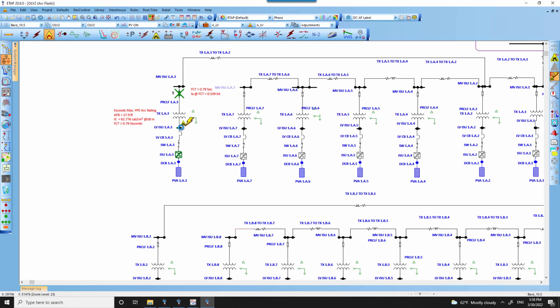However, this was still over 40 calories per centimeter square, and this is because the fuse clearing time was at 0.79 seconds based on the current seen by the protective device, the fuse in this case, which was around 500 amps arc current. So as per the fuse device ratings and the corresponding transformer FLA, obviously the facility would not have a replacement for the fuse.